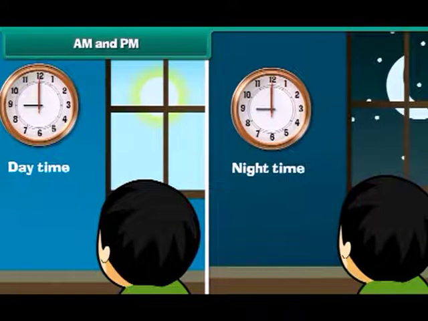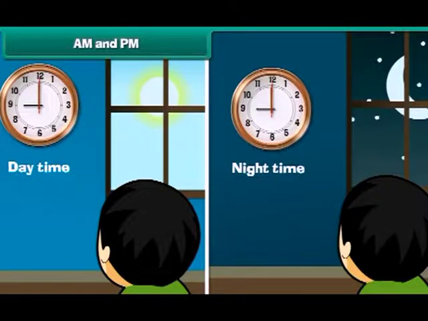Look at these pictures. Both clocks show 9 o'clock. But do you see any difference in both the pictures? One is daytime and the other is night time. How will you tell which is morning 9 o'clock or evening 9 o'clock?